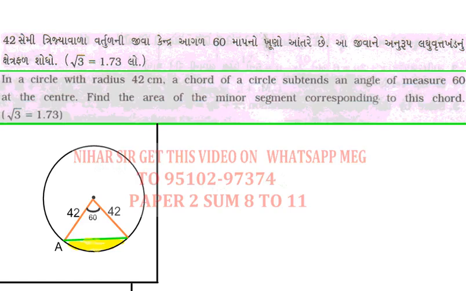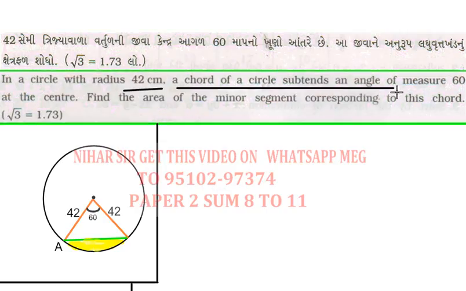Let's go next. In a circle with radius 42 centimeter, a chord of the circle subtends an angle of measure 60, so it forms 60 at the center. Find the area of the minor segment corresponding to this chord. So this yellow area is the segment. This yellow area is the segment. I will need another blank file to explain this better.